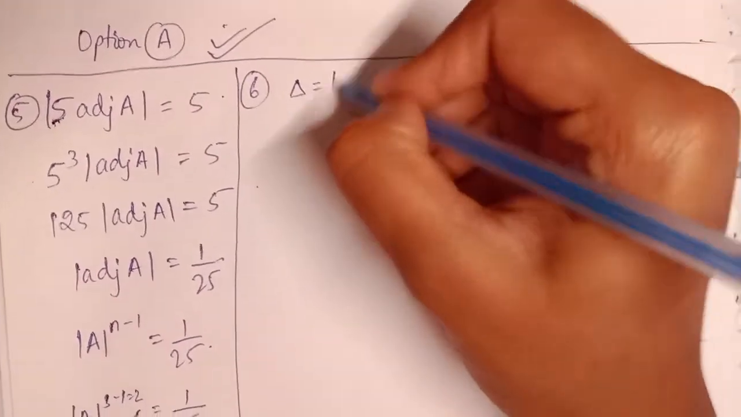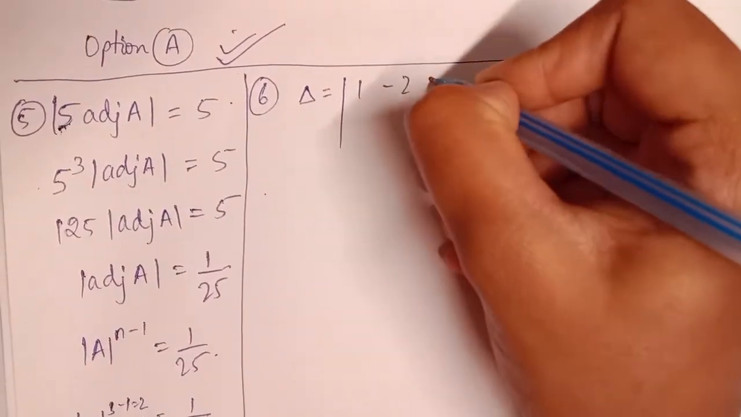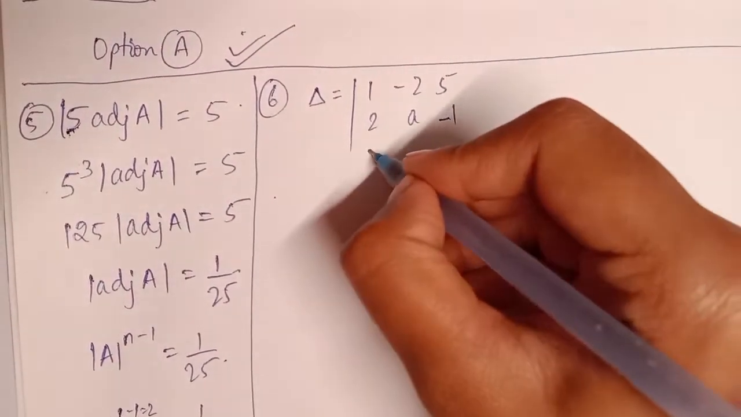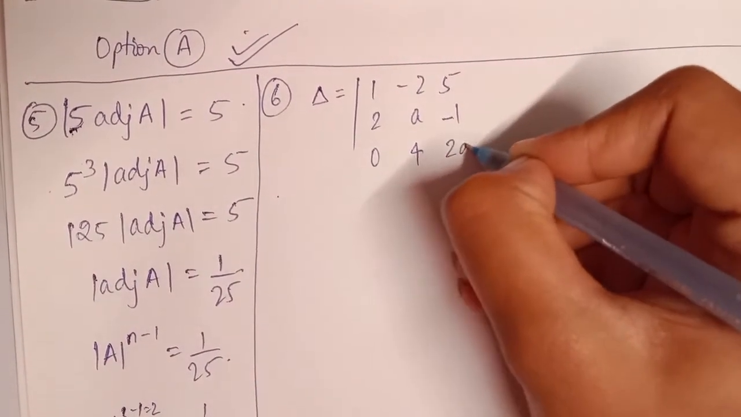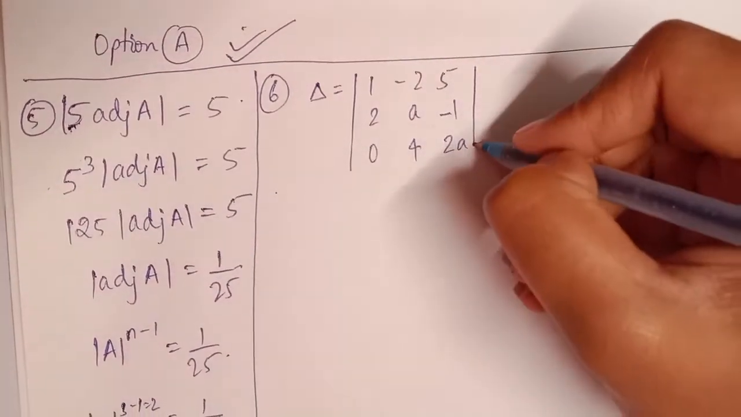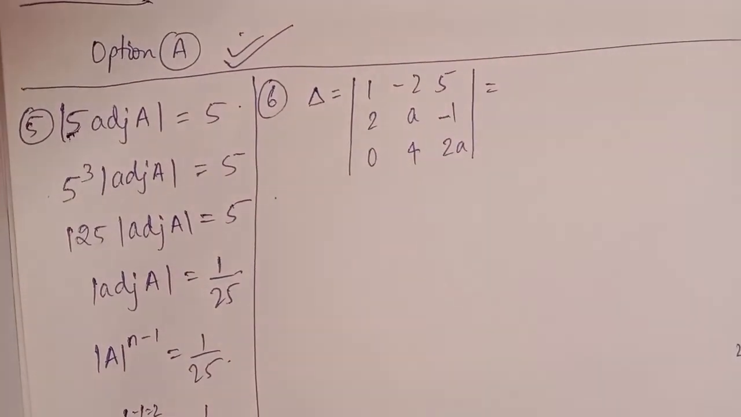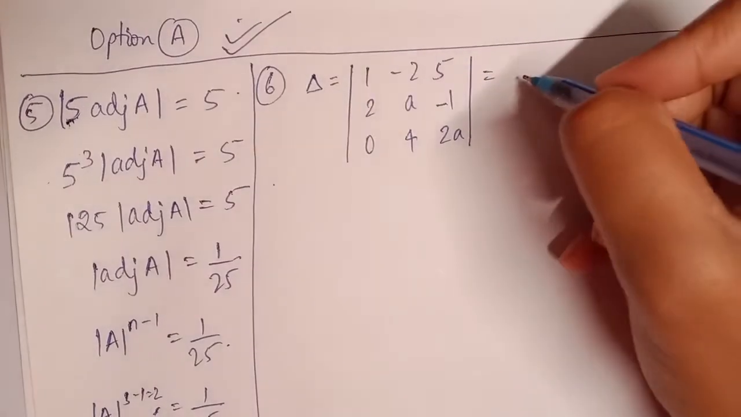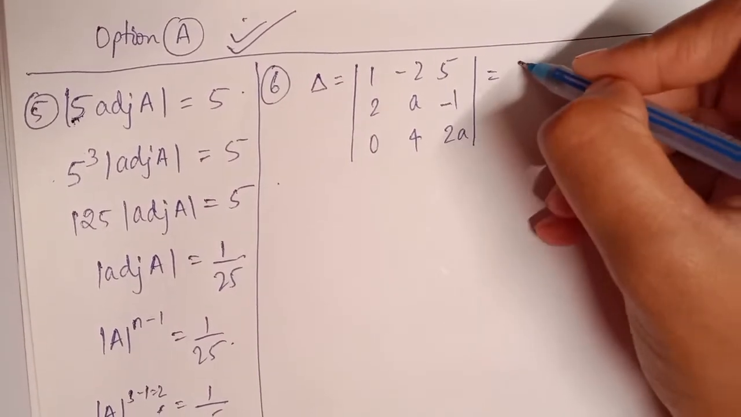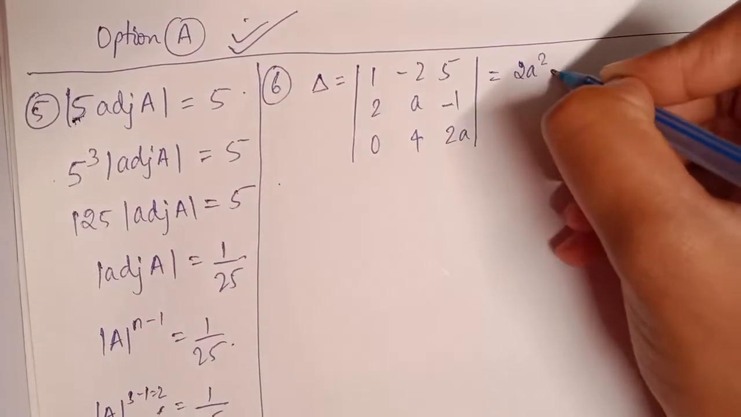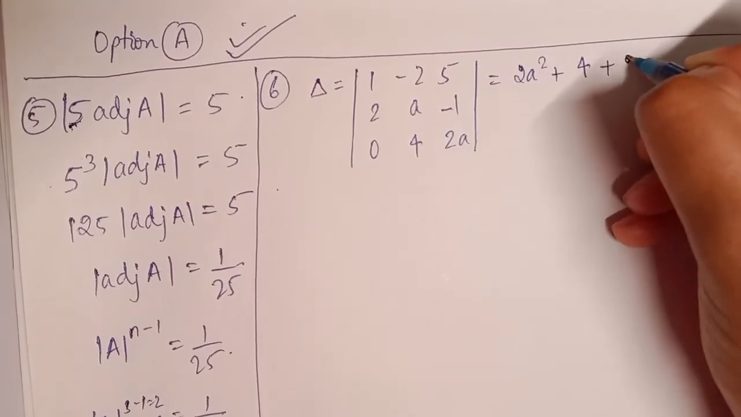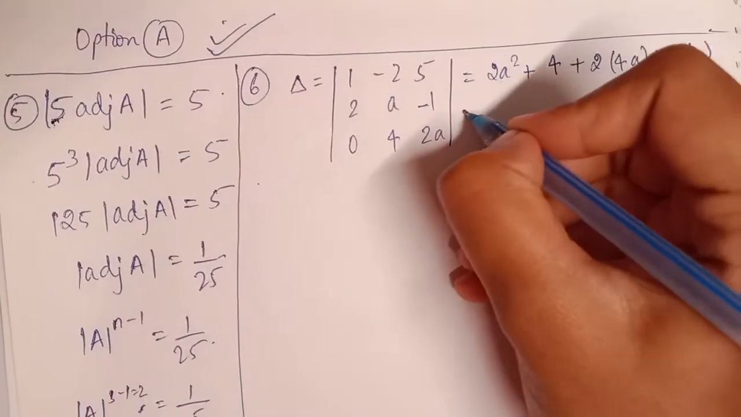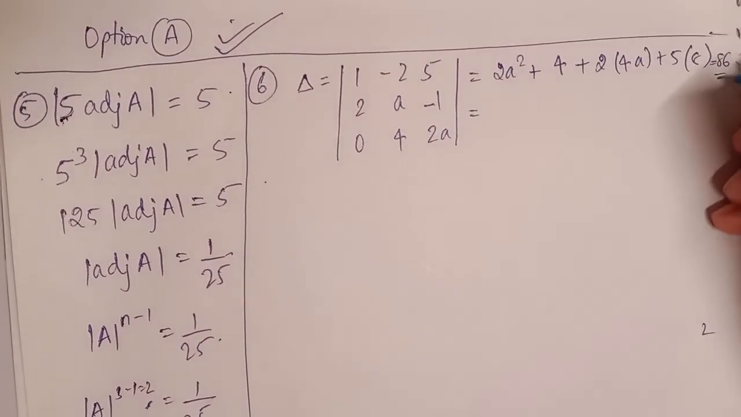Delta is given as the determinant with rows 1, minus 2, 5; 2A, minus 1, 0; 4, 2A. We know the formula to find a determinant, the same row by column method. So we use the row by column method and we get 2A square plus 4 plus 2 into 4A plus 5 into 8, which is equal to 86. It is given in the question.